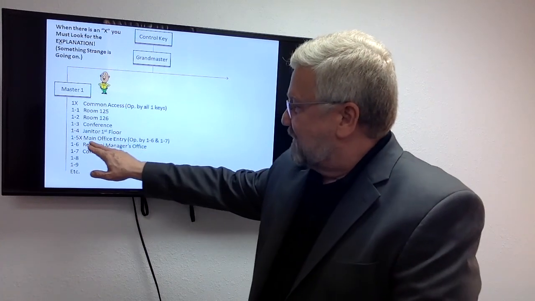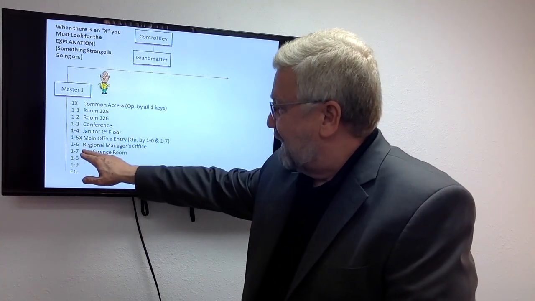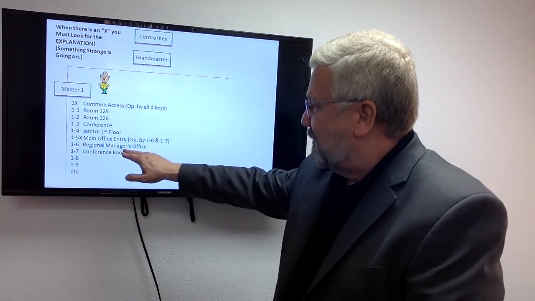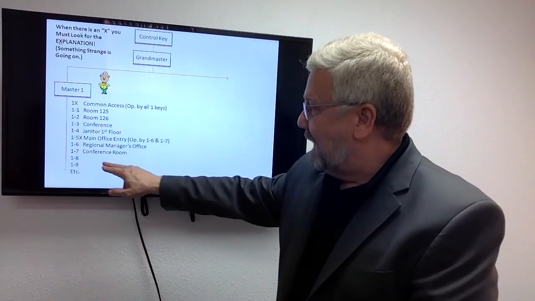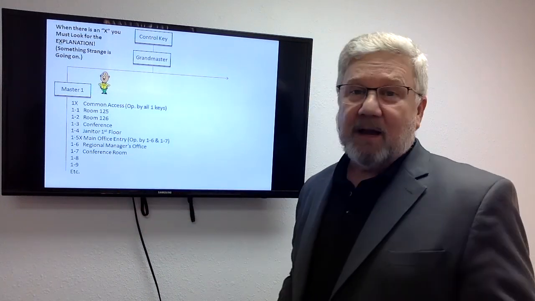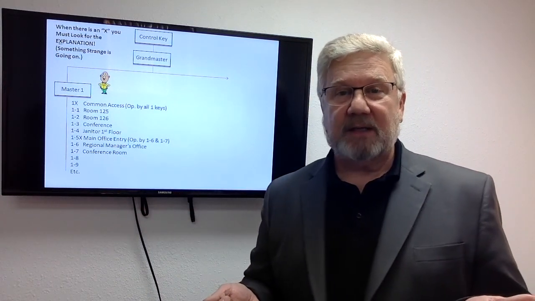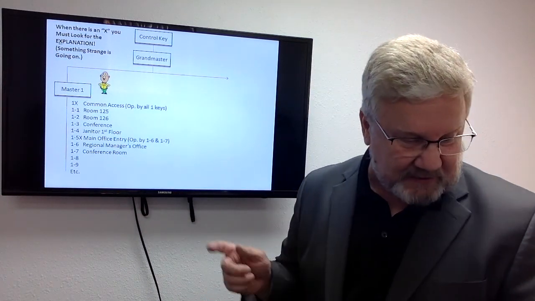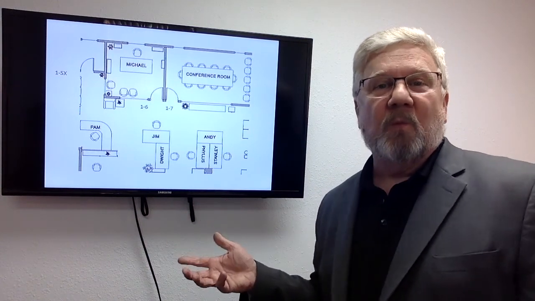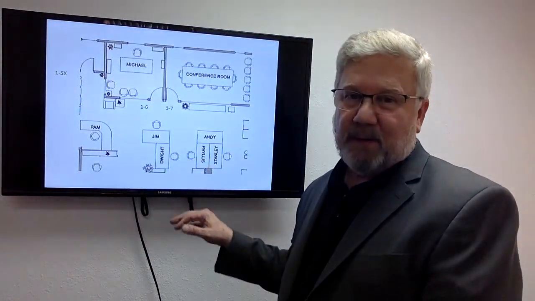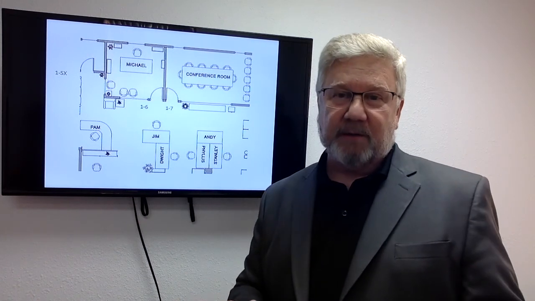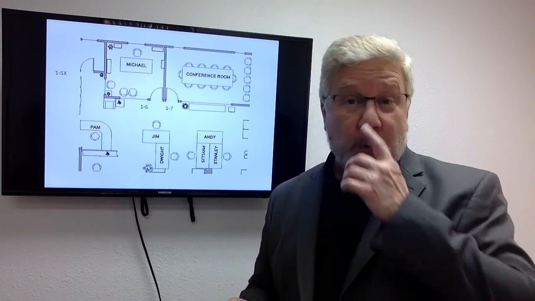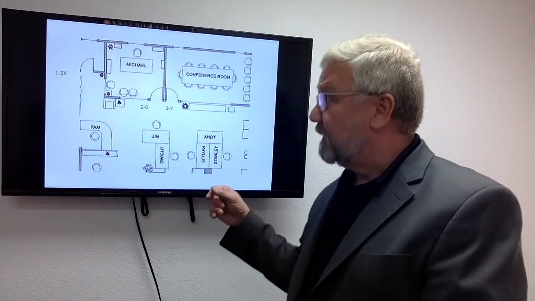So what we have is the main office entry. That core is also going to be operated by the regional manager's office, which is a 1-6 key. And it's also going to be operated by the conference room key, which is a 1-7 key. Now I'm going to go to a next slide and show you this in a map. It's kind of based upon the TV sitcom The Office. If you're not familiar with that, no big deal. If you are, you're going to recognize the layout here.